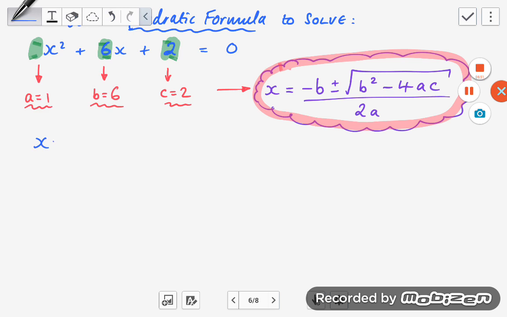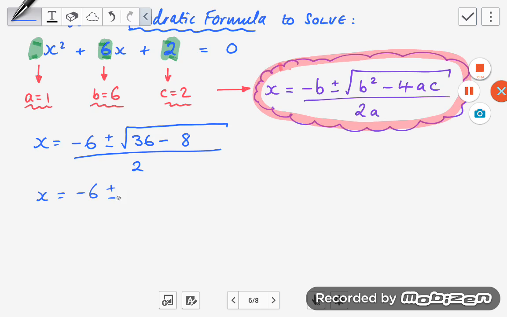So the formula says x equals the negative value of b, well, b is 6, so that's negative 6, plus or minus, open the square root and make this quite long. I'm going to square the b, which is 36. I'm going to subtract 4 lots of a times c. Well, a times c is 2, times 4 is 8. And then I'm going to divide the whole lot by 2 lots of a, in this case 2. Now let's tidy that up. So x equals minus 6 plus or minus the square root of 28, all divided by 2.